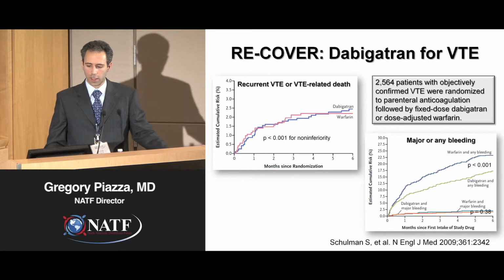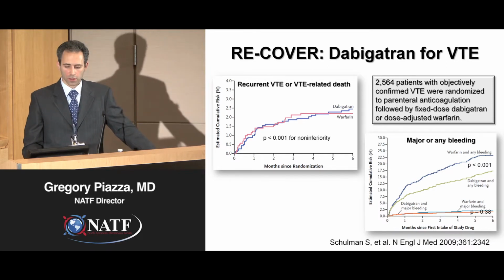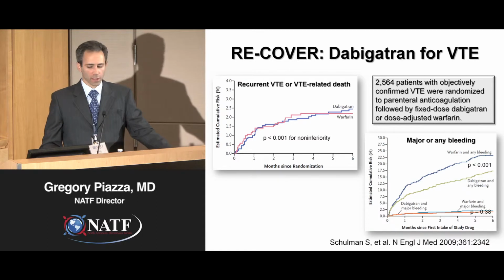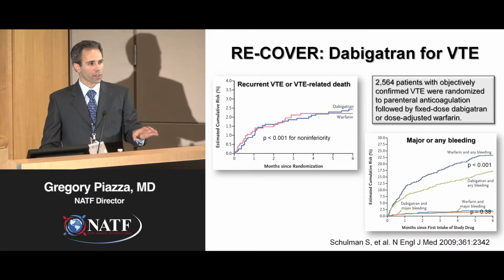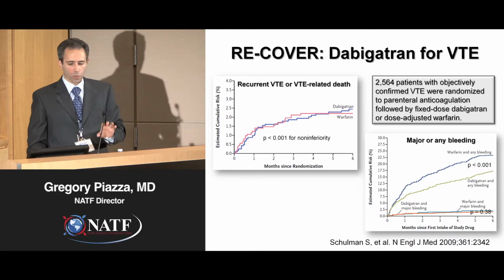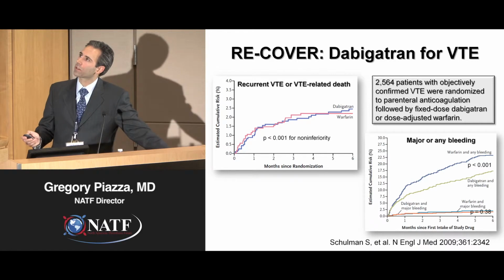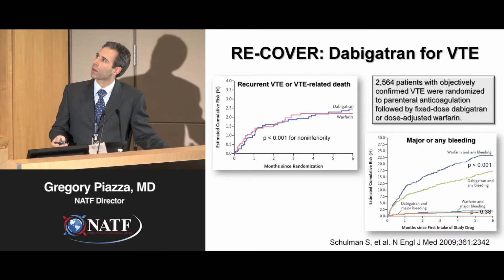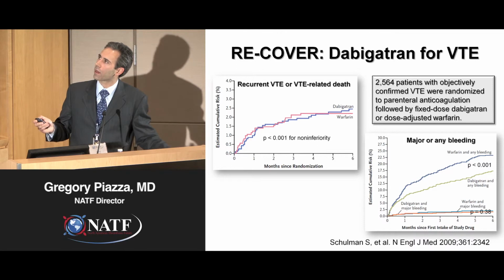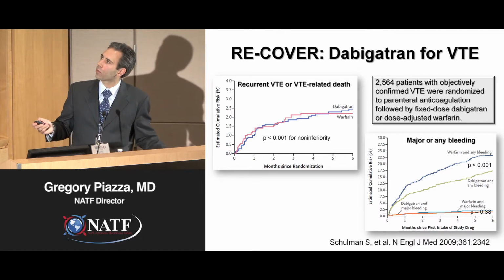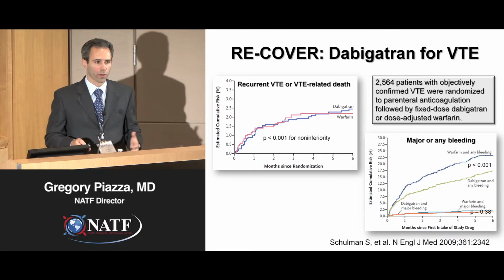This was called the RECOVER study, and it looked at almost 2,500 patients with objectively confirmed venous thromboembolism, and randomized them either to get the usual, which was parenteral, either injection or IV heparin, and then warfarin, or parenteral anticoagulation and then fixed dose Dabigatran. And what the investigators found was that Dabigatran was no worse than warfarin. We call that non-inferiority. There was a sign that Dabigatran might be a little safer as there was less total bleeding, but there was no real difference in major bleeding compared with warfarin and Dabigatran.